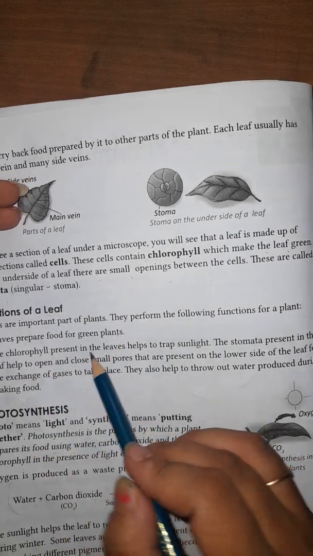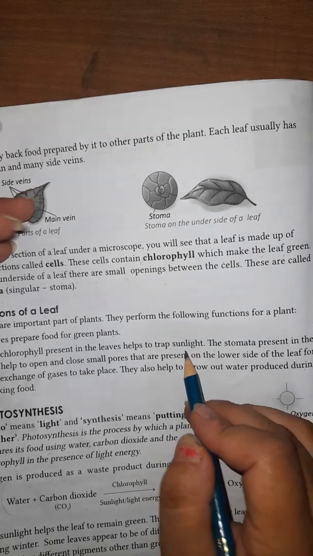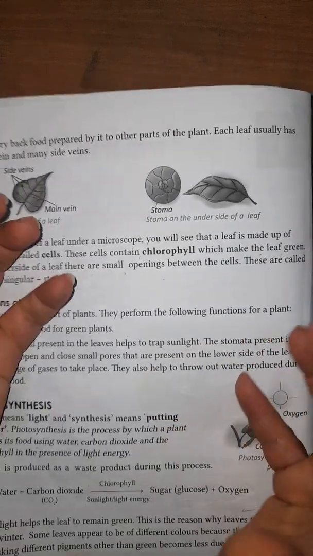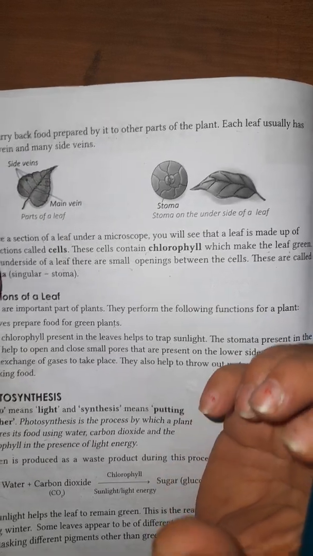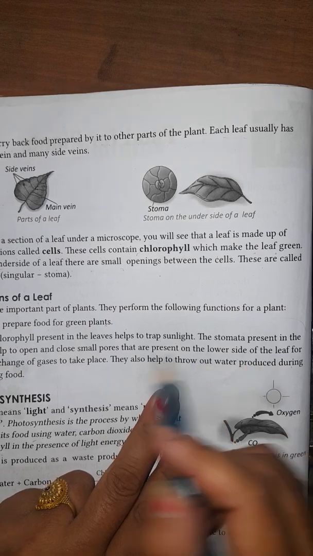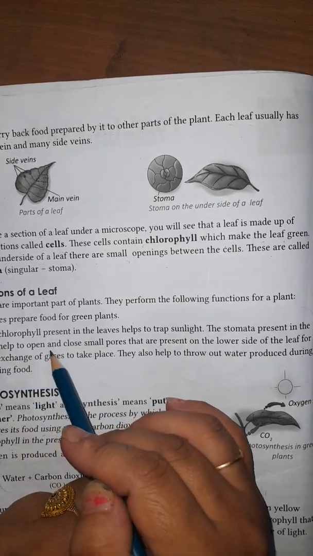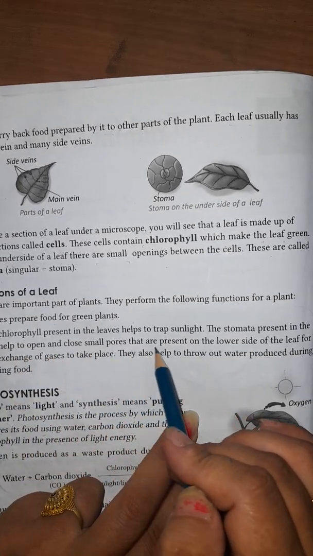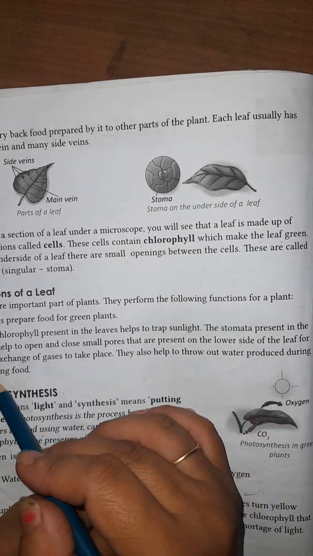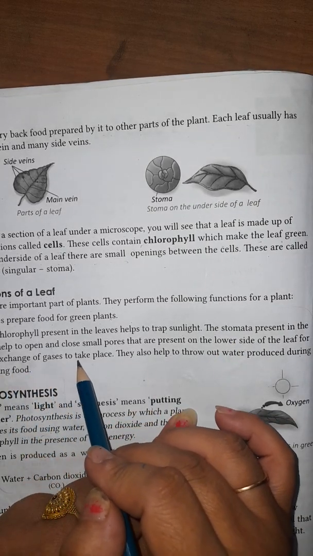The chlorophyll present in the leaves helps to trap sunlight. It means that जो leaves में chlorophyll होता है वो sunlight को trap करता है. The stomata present in the leaf help to open and close small pores that are present on the lower side of the leaf for the exchange of gases to take place.